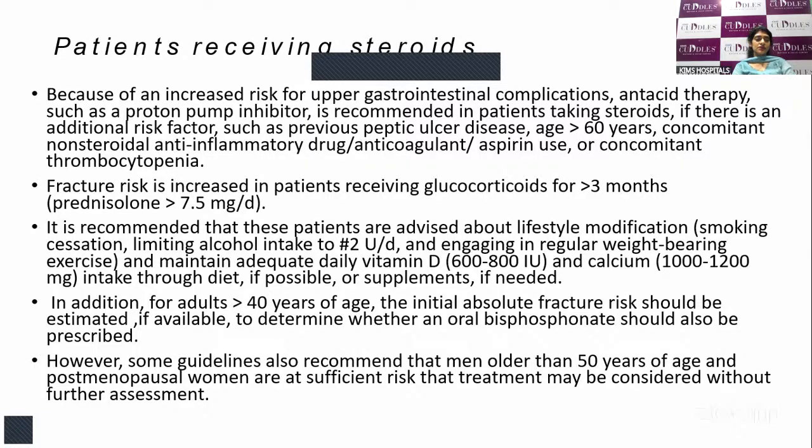In addition, for adults more than 40 years of age, the initial absolute fracture risk should be estimated if available to determine whether an oral bisphosphonate should also be prescribed. However, some guidelines also recommend that older men of 50 years of age and postmenopausal women are at sufficient risk that treatment may be considered without further assessment.